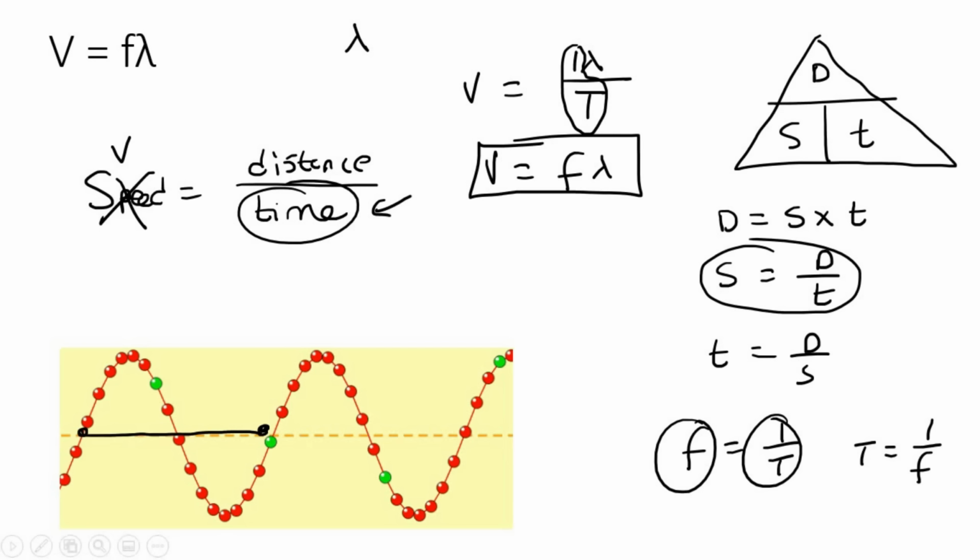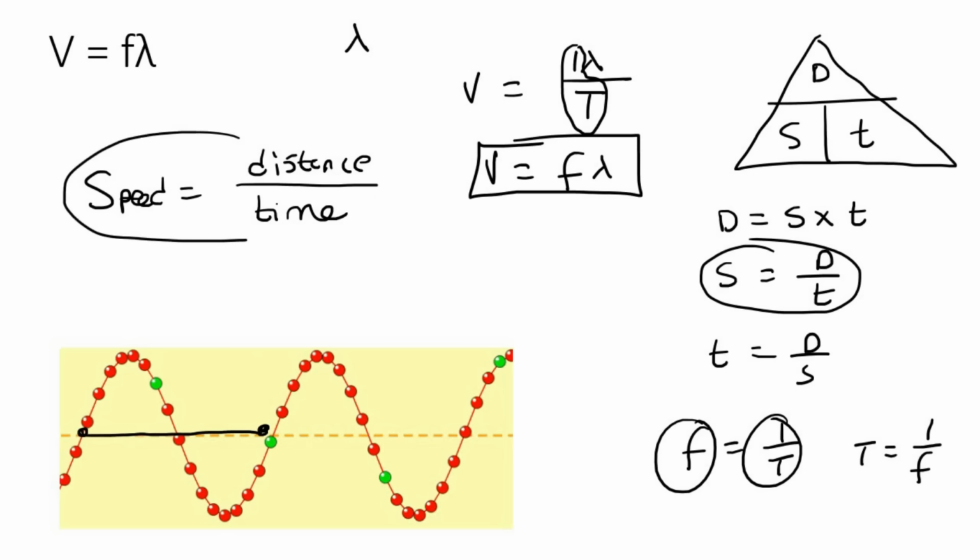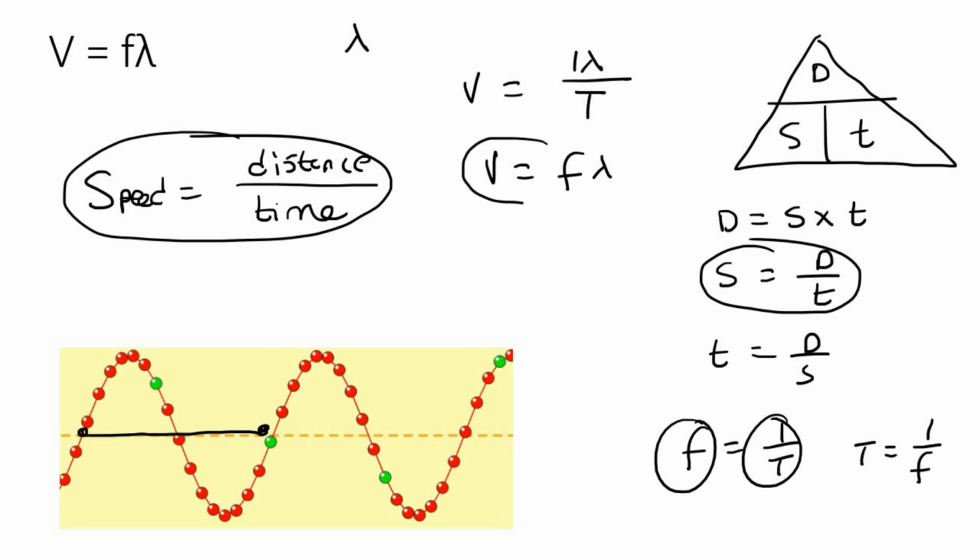And so whenever you are busy with waves, I want you to remember that you can use two different formulas, okay, depending on what they give you. You could either use normal speed equals distance over time, or you can change it to using v equals f lambda. Sometimes they're going to give you information that makes this formula easier, and sometimes they're going to give you information that makes that formula easier.